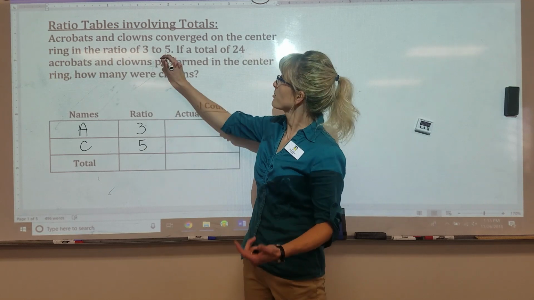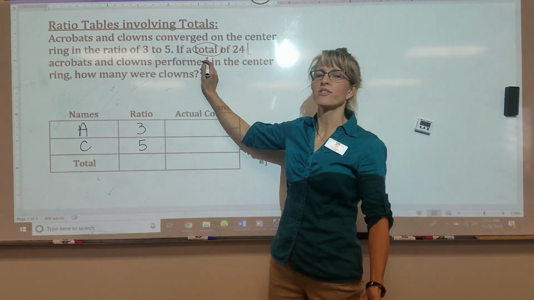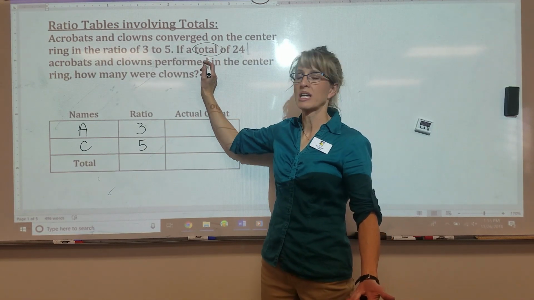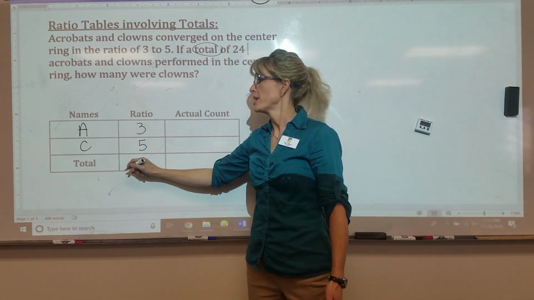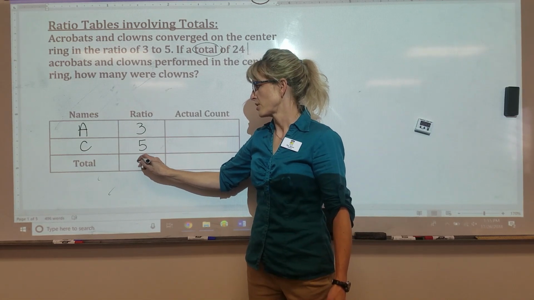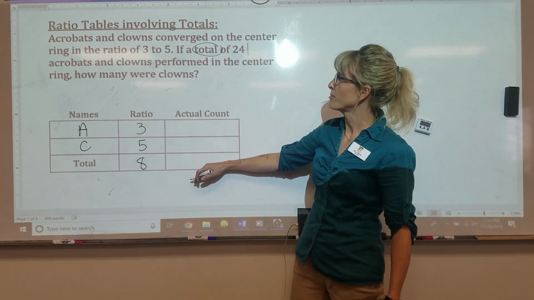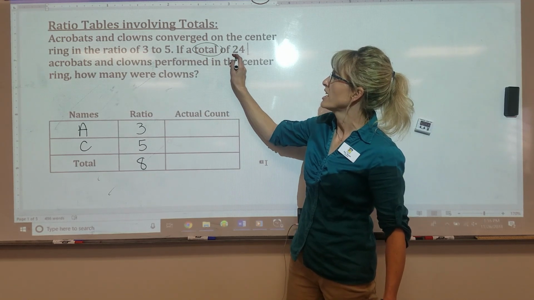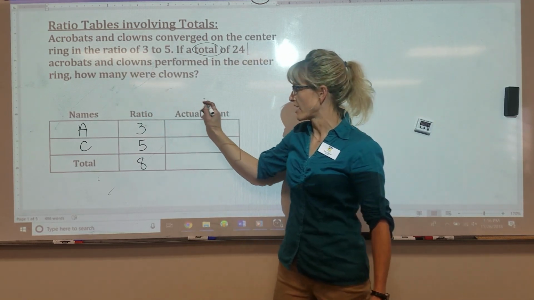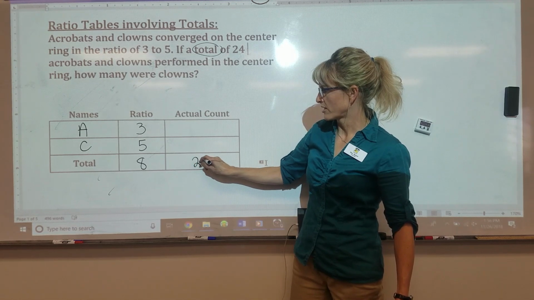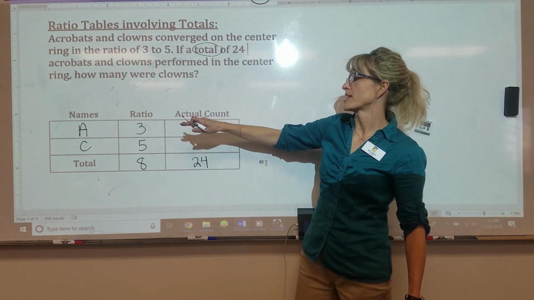Now, if you keep reading, there's a keyword: total. Whenever you see a total in a ratio story problem, you're going to have a total row. So I'm going to total up my ratios in one column, but then in here I'm going to put my actual numbers. So the total is 24 acrobats and clowns. So that would be a total down here.